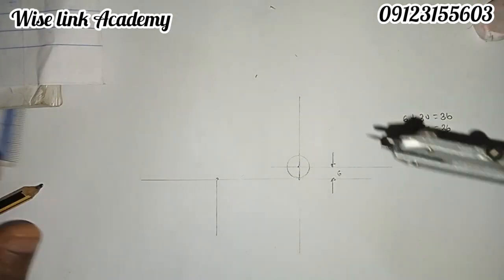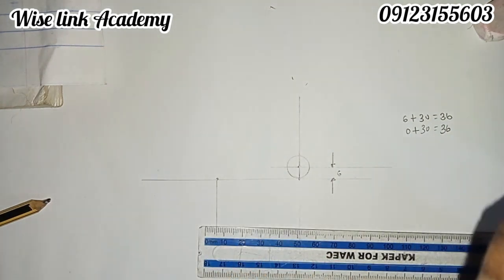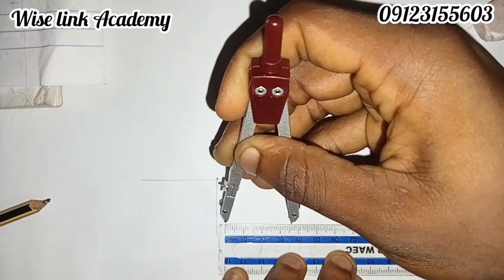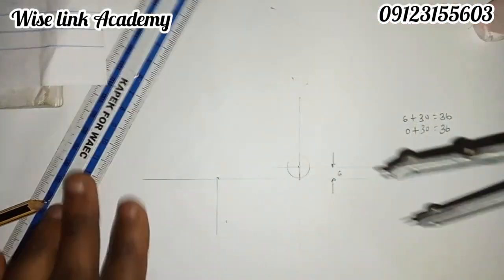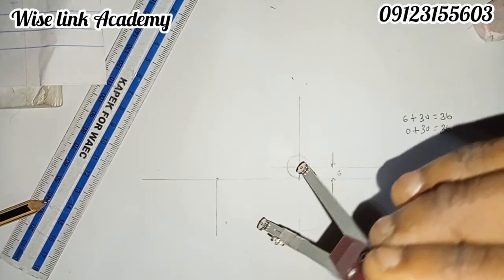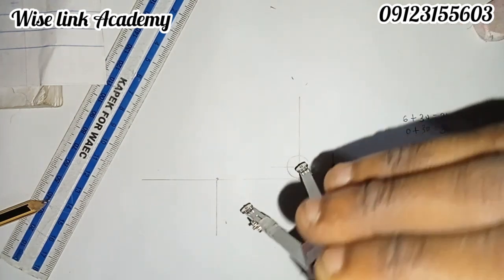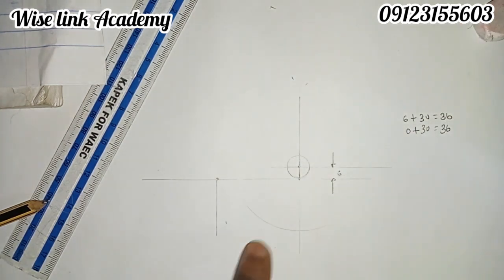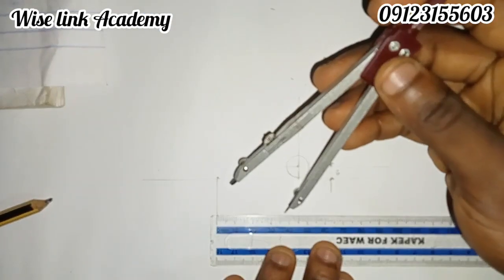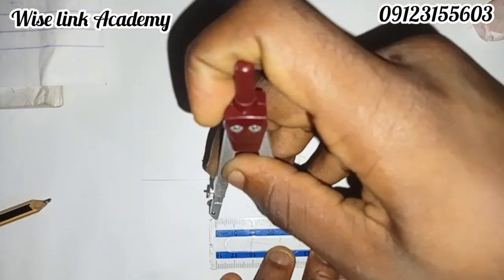You come to it, take your compass, you measure what? 36 to be the first reading. 36 from here to this place. As you can see, 36. At this point, strike an arc downward, isn't it? And just so that it will not affect, this is the arc here. The next thing we'll measure is 36.